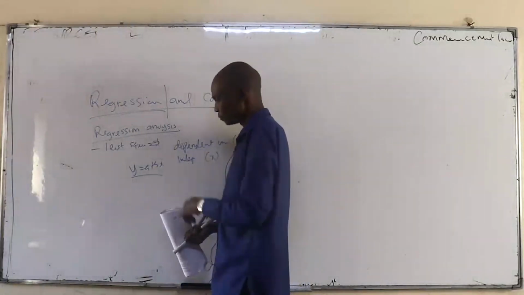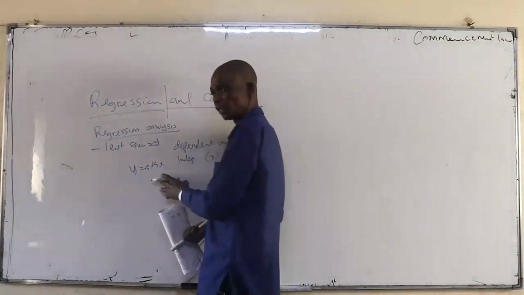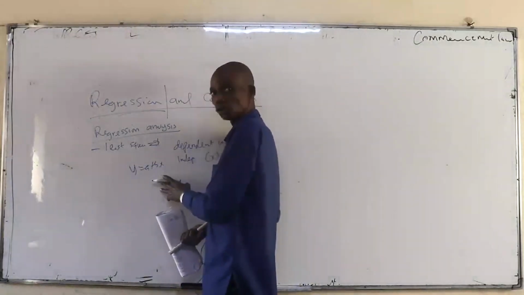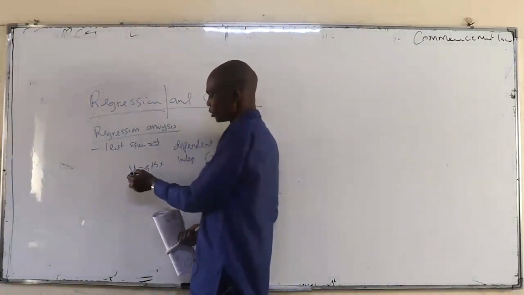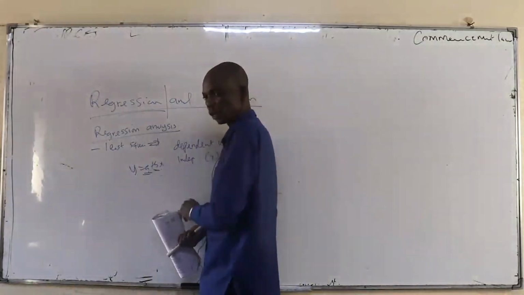So regression analysis tries to establish a linear relationship in the form of an equation, y is equal to a plus bx. We want to establish a linear relationship between y and x, where y denotes the dependent variable and x is independent. In this equation, a and b are constants.